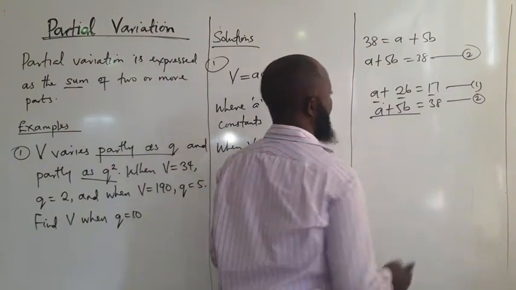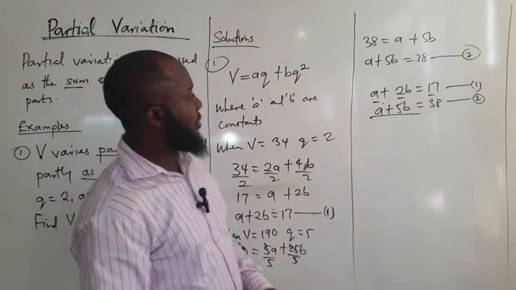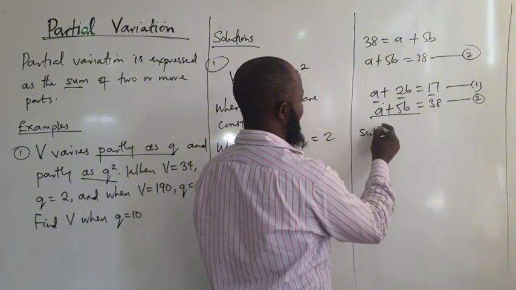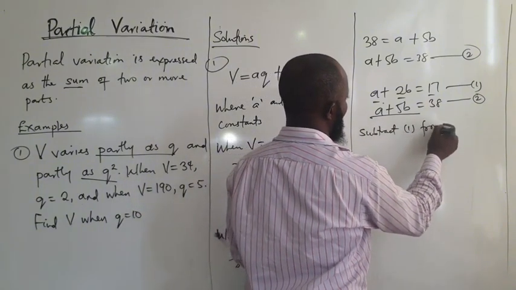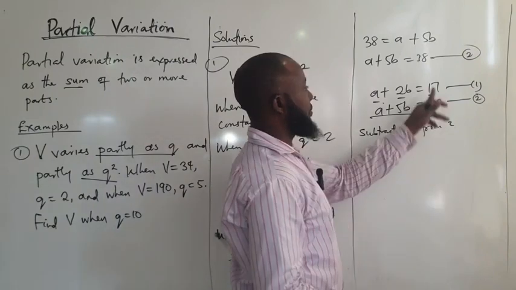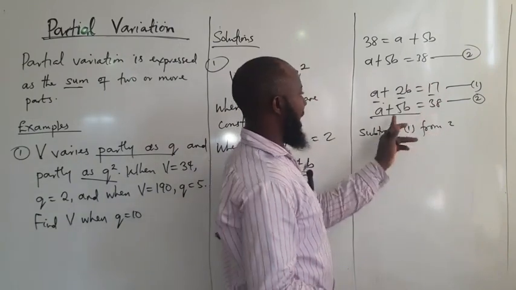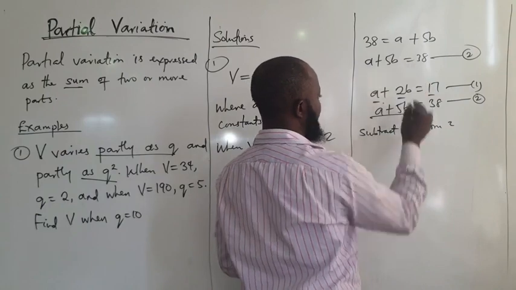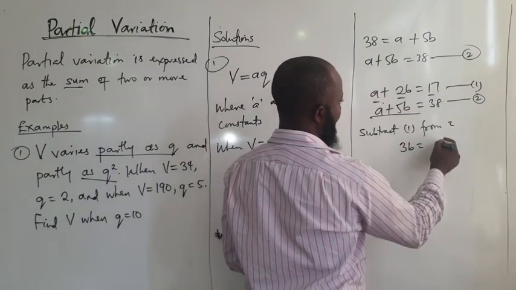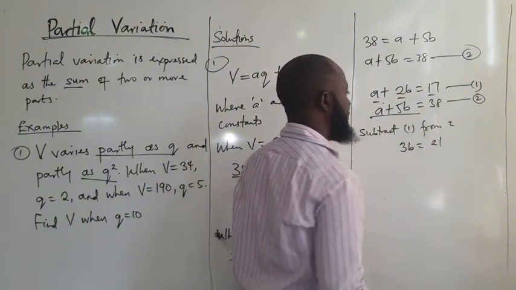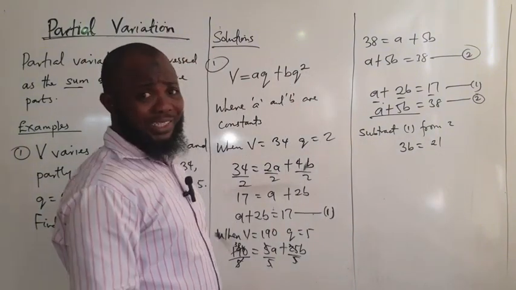Since we are subtracting the A's, we subtract the remaining ones. So we subtract our equations. I can write that: subtract 1 from 2, because this 2 is bigger than 1. So that will be 5b minus 2b, which will give us 3b. 38 minus 17, that is what? 21. Hope that is clear.